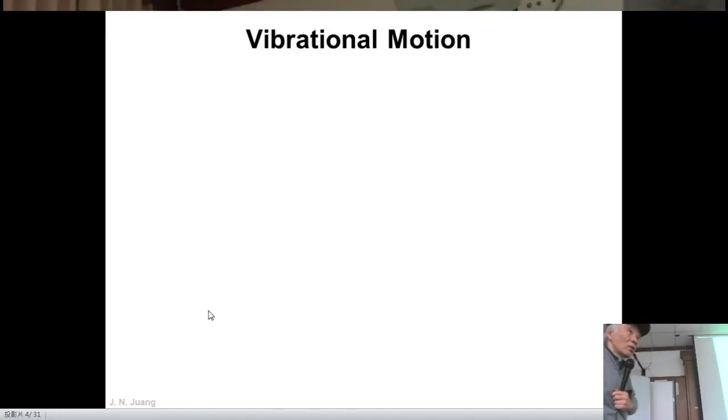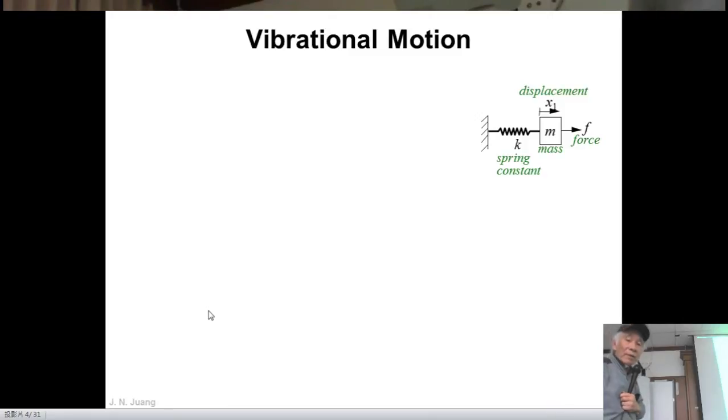Let us look at vibrational motions. Any engineering system is a combination of rigid body motions and flexible vibrational motions, and then I have another motion. I'll show you in the next slides, and I will tell you the significance of these motions. Vibration motions are very simple.